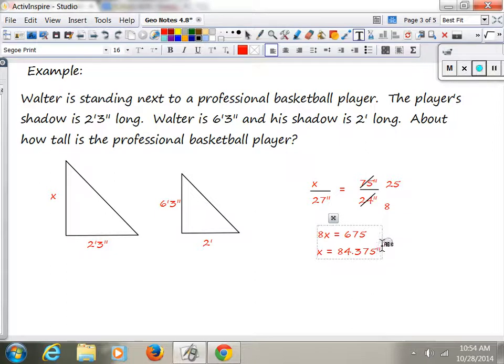Inches. So if we were going to say the basketball player's height as far as feet and inches, 84 inches would be 7 feet. Oh my goodness. And 0.375 is going to be less than half of a foot. So it's probably about 5 inches. So it's probably about 7 feet 5 inches.